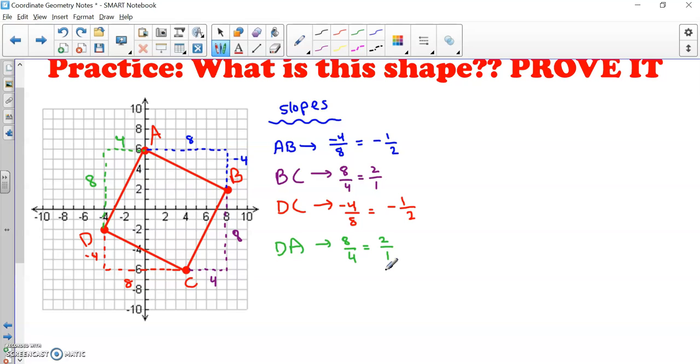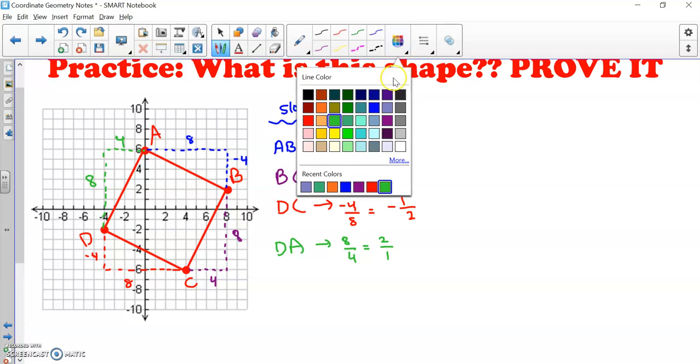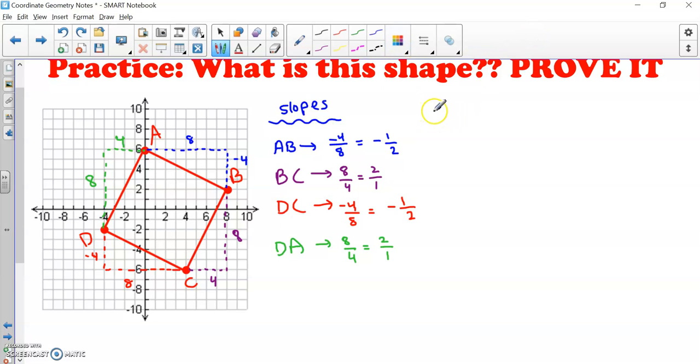So at this point, we have to go ahead and move to the next step, which is to find all of the lengths. Right now we found all the slopes and we're going to use that information, but we'll use it later, right? So now I'm going to go ahead and find all of the lengths of all of the sides.